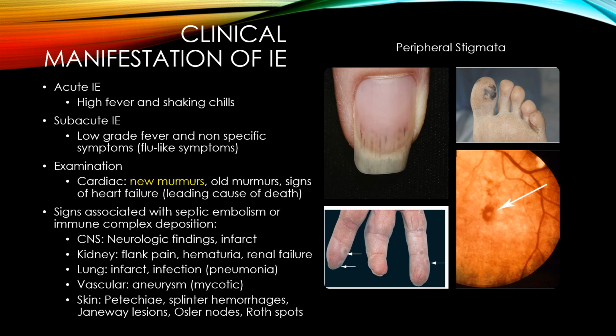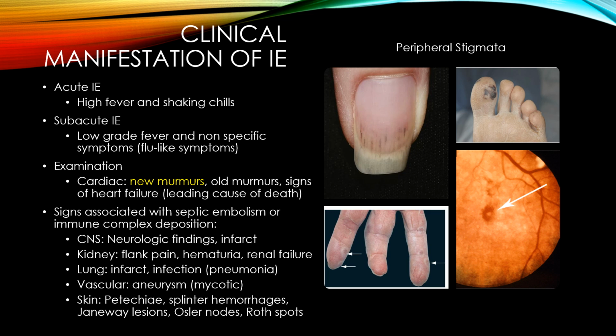Some of the manifestations of infectious endocarditis: if it's acute, it generally happens more suddenly, and so the disease is more fulminant. So you have high fever, shaking chills, and this patient usually looks very, very ill. In subacute, it's more like a low-grade fever, non-specific flu-like symptoms that ultimately may get passed off as something else, maybe something more viral. However, these would usually persist for weeks.